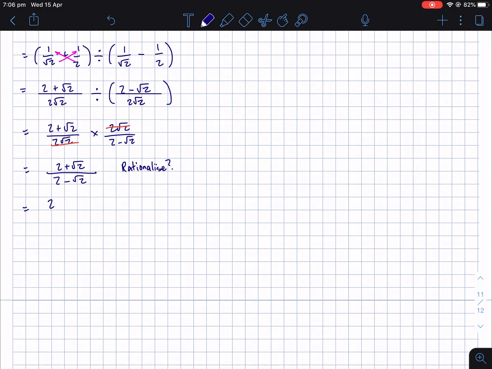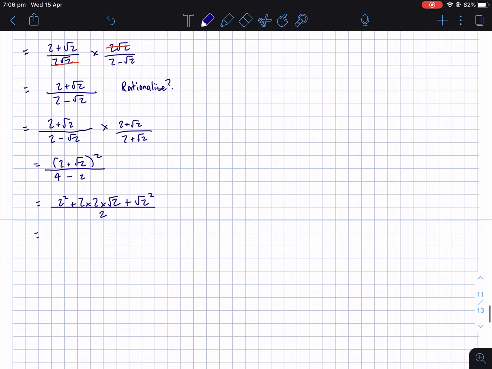So don't forget, we've got 2 plus root 2. And every time we do these, we do 2 minus root 2. We're timesing it by changing the sign of the bottom. So 2 plus root 2, 2 plus root 2. So that gives me 2 plus root 2, that's actually squared now, over 4 minus 2 times 2 is 4, minus root 2 times root 2 is 2, which gives me 2 squared plus 2 times root 2 plus root 2 squared over 2, which gives me 4 plus 4 root 2 plus 2.